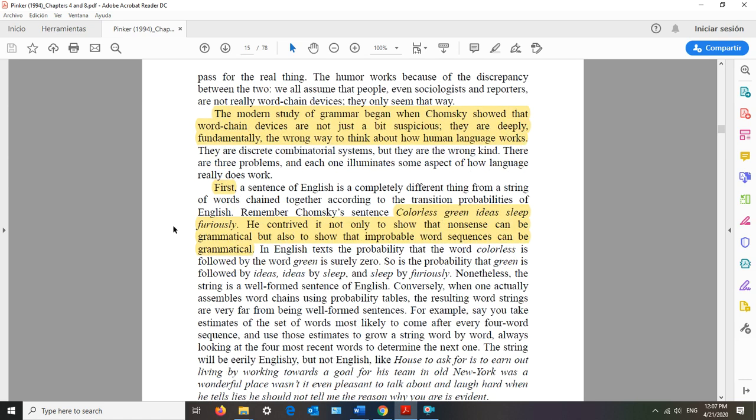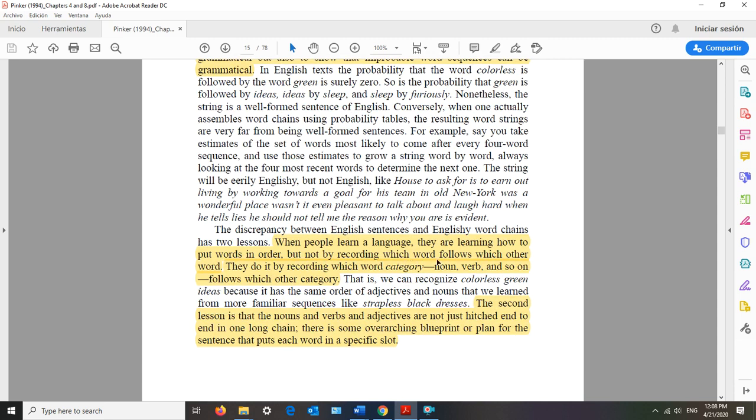The first problem is again pointed out with this sentence that Chomsky came up with to show that nonsense can be grammatical, but also to show that improbable word sequences can be grammatical. So word sequences that may be formed by means of word chain devices can show grammaticality in the sense of somehow abiding by the rules that make a sentence belong to a system like English or Spanish, but still not make sense, therefore not be feasible options as real sentences used in either language.